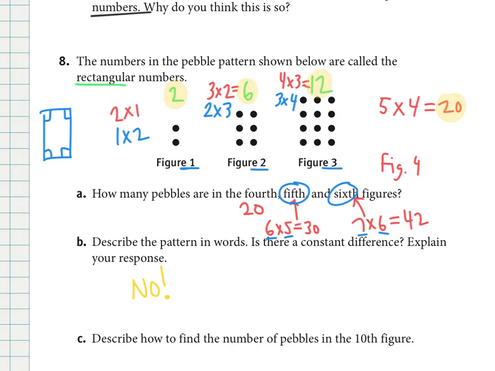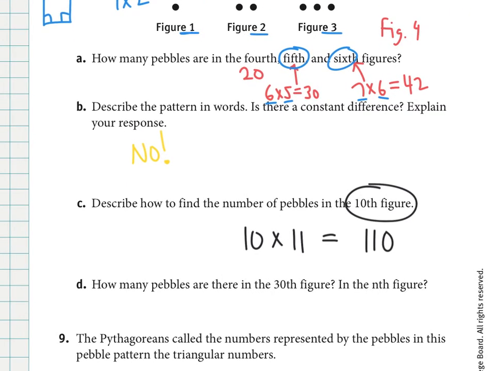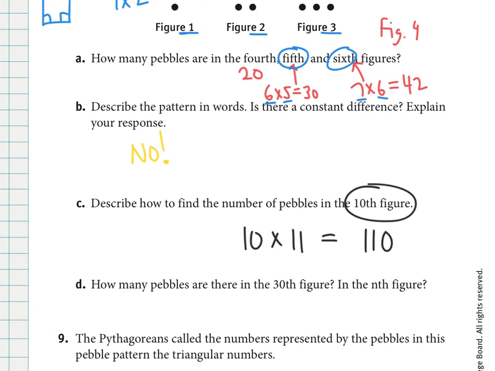Let's see, can we figure out how many dots there would be in the 10th figure? The pattern is you're just taking the figure number times the next number up. So 10 times 11 should be 110. How many in the 30th figure? Same thing. We're just going to take 30 times the next number up, 30 times 31. I'm just going to verify. I believe it's 930, and it is.